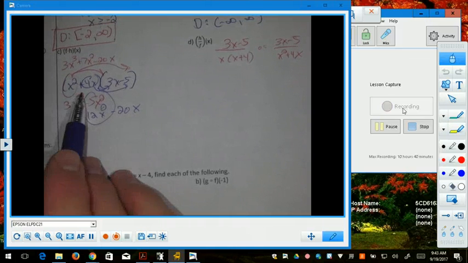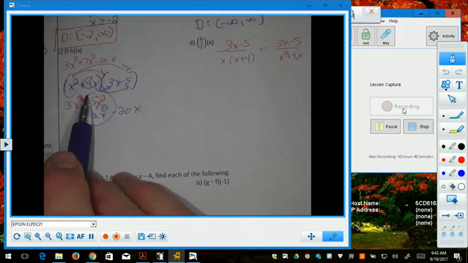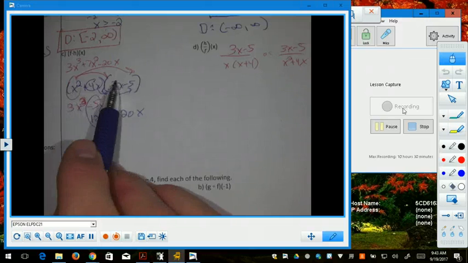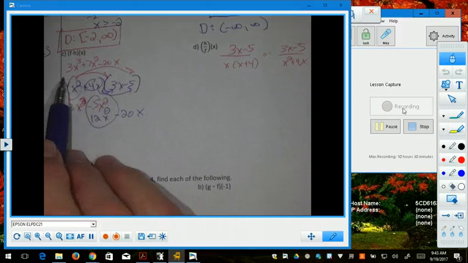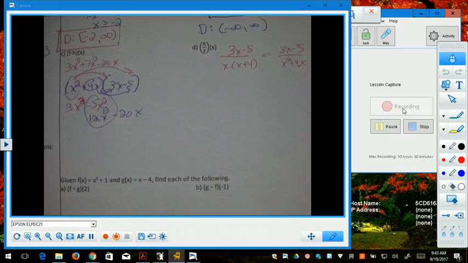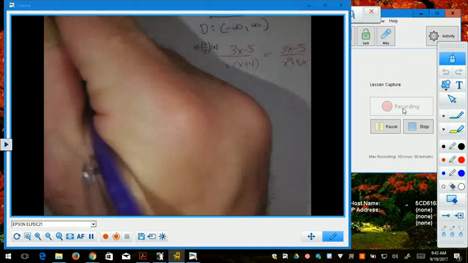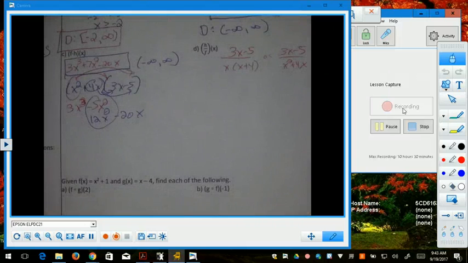Domain restrictions. I look at it before I simplify, before I actually do anything. There were no restrictions on this domain. There were no restrictions on this domain. And then when I put them together, I just have a cubic function. A polynomial function doesn't have domain restrictions. So it is all real numbers, which in interval notation is negative infinity to positive infinity.